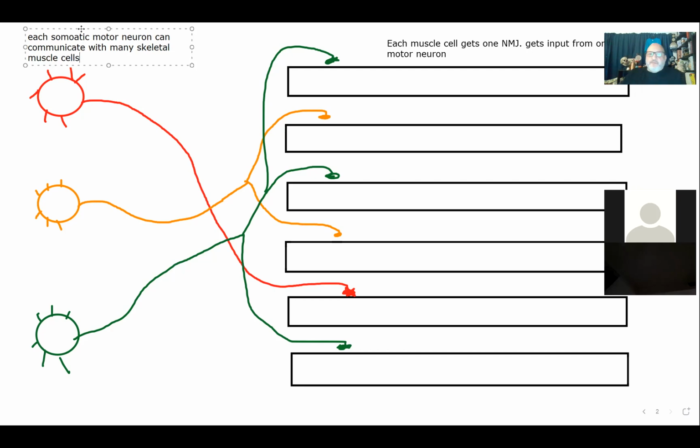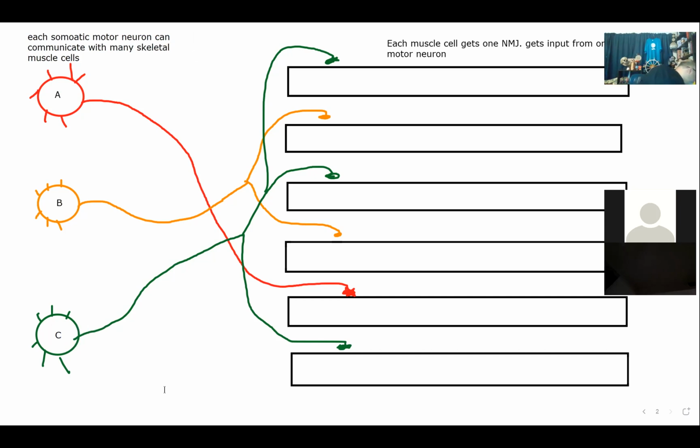It's kind of like the Army. In the Army, each soldier has one general that is in charge of them. However, a general can be in charge of thousands of men. And that's basically what we see here as well. So we have these three motor units: motor unit A, motor unit B, and motor unit C.